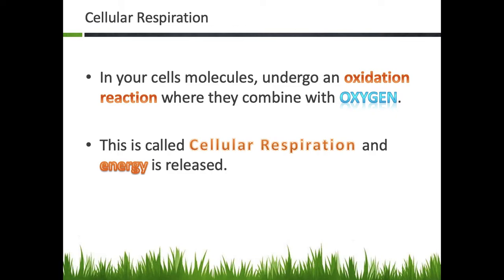What our cells do is we take that trapped energy from the food that we eat and we release that energy so that our cells can use it. And we call this process cellular respiration. Copy down these notes on the first line of your note-taking guide. Pause the video if you need more time. In your cells, molecules undergo an oxidation reaction where they combine with oxygen. This is called cellular respiration, and energy is released.